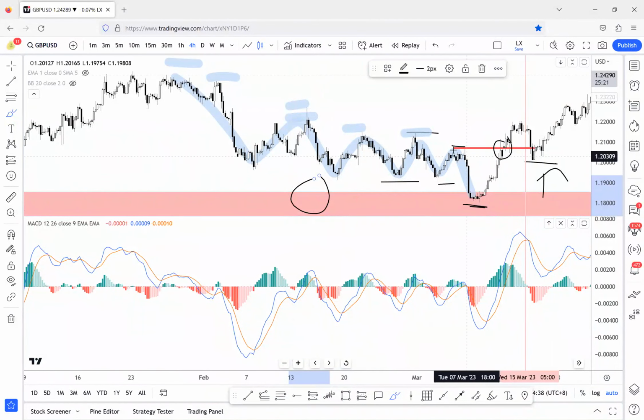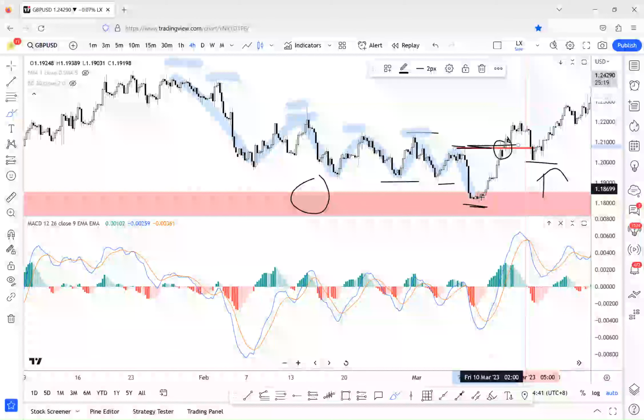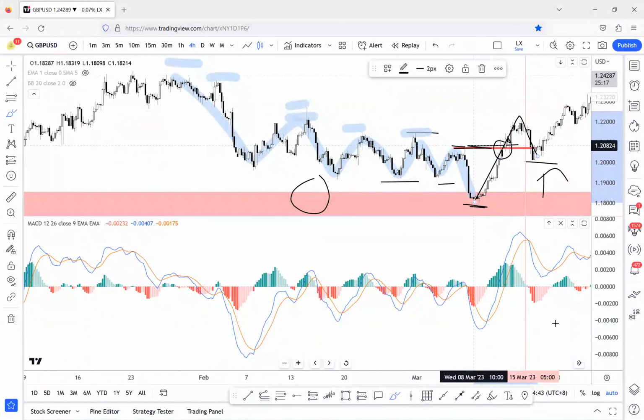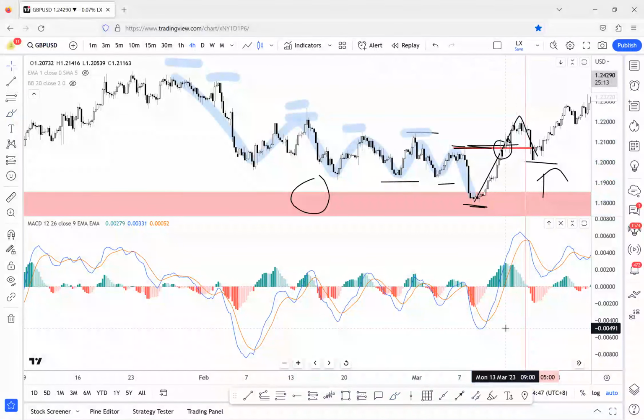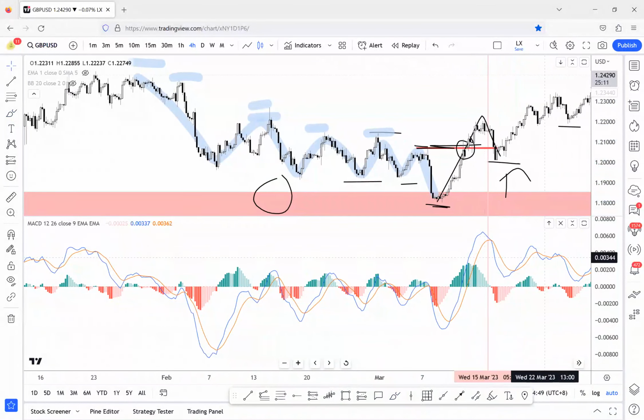And on your 4 hours, it's showing a change in structure. So when price breaks structure, right? So for those of you who want to automate the signals, you can look at MACD crossover, or even histogram holding above zero, right?